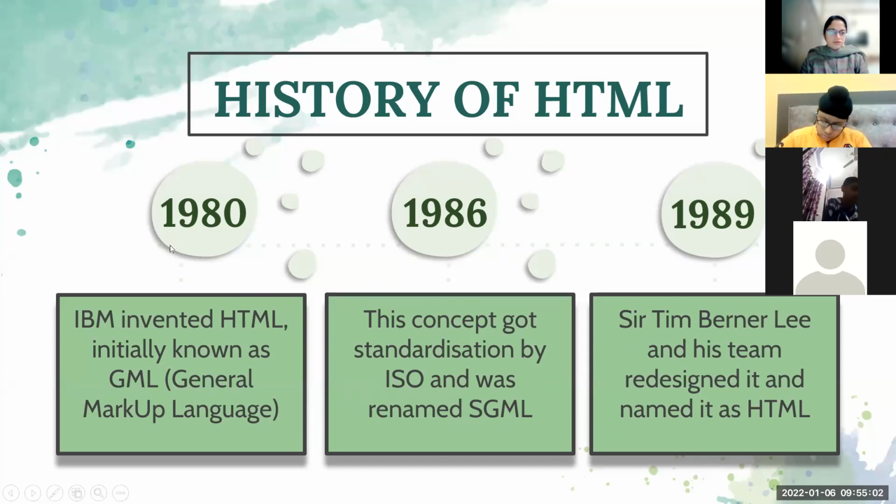Note down all the full forms. In 1980, it was developed by IBM. Then this concept got standardization by ISO and was renamed as SGML. Then in 1989, Sir Tim Berners-Lee redesigned it and named it as HTML.